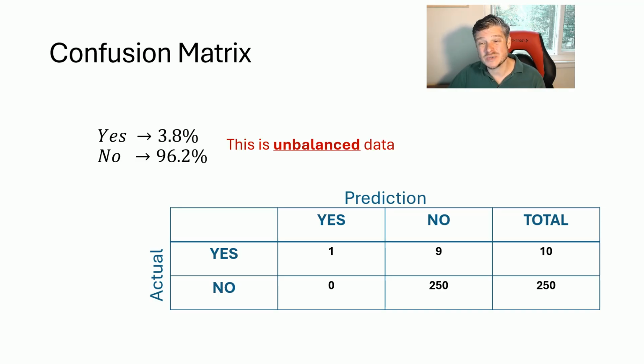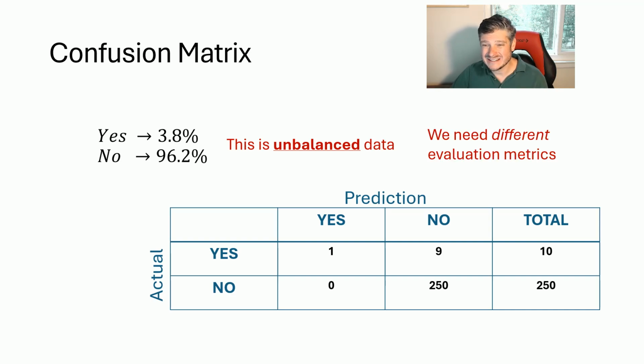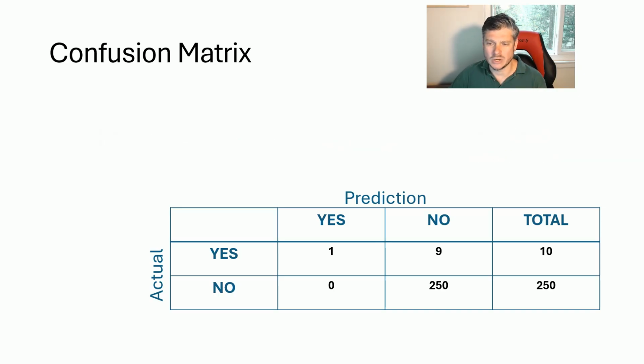That means that this is what's called unbalanced data. It is much more unlikely that we end up in that yes category, that it is part of that group, than not. And that means we're actually going to need to use some different evaluation metrics. So, what are those evaluation metrics?